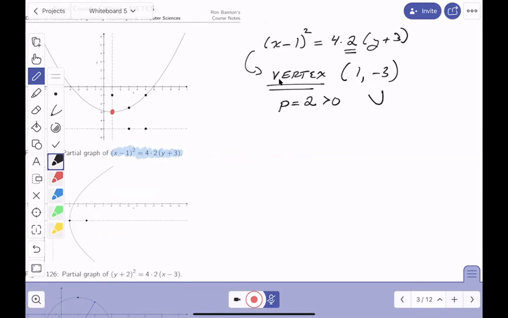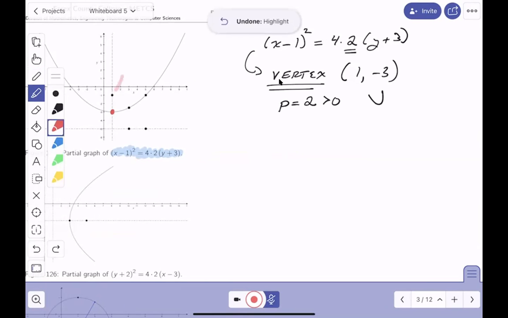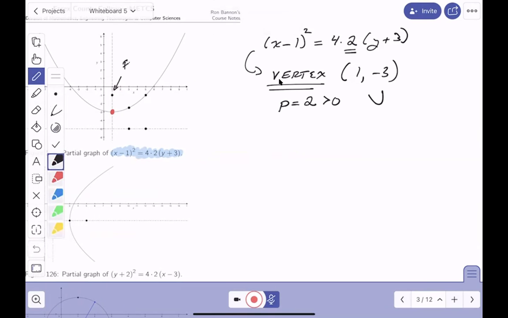So I'm going to be able to put the focus down now. This over here is the focus. Let me get back to red ink. This over here is the focus. What did I say it is? It's 2 units in from the vertex. So the vertex is going to be 1. Now you're at minus 3. If you go 2 units in, you're at minus 1.